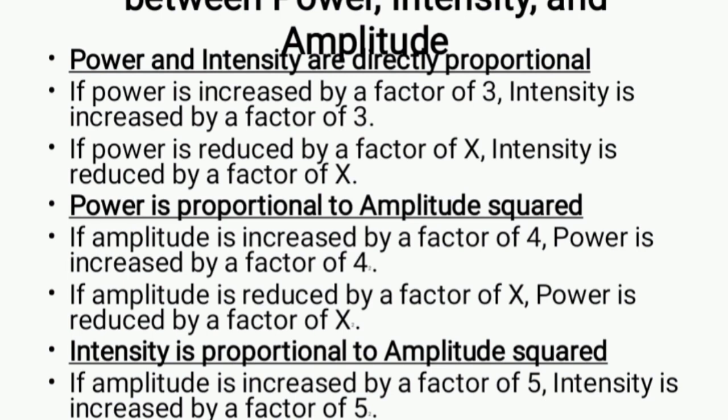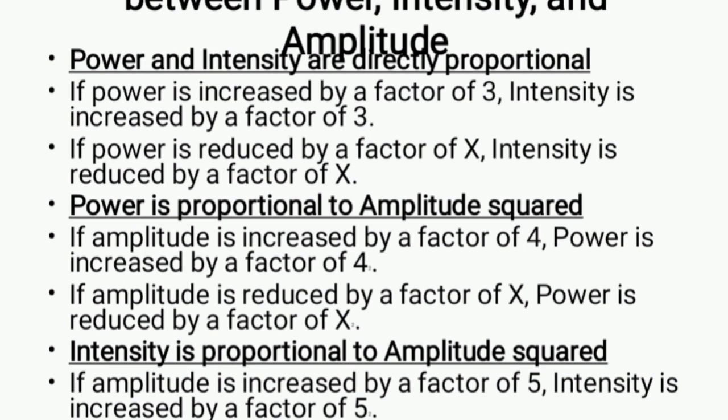Power and intensity are directly proportional. That's to say, if power is increased by a factor of 3, intensity is increased by a factor of 3. If power is reduced by a factor of x, the intensity is reduced by a factor of x. Power is proportional to amplitude squared. If amplitude is increased by a factor of 4, power is increased by a factor of 4 squared. If amplitude is reduced by a factor of x, power is reduced by a factor of x squared.